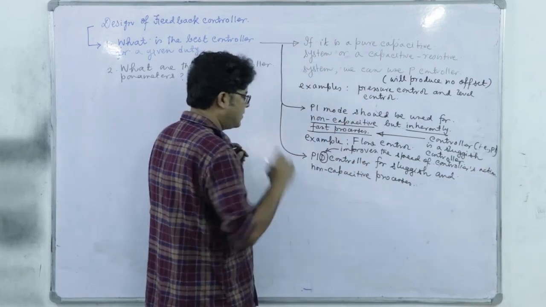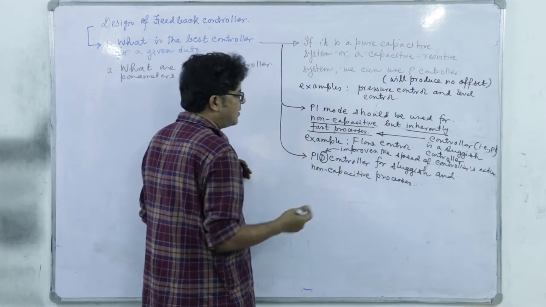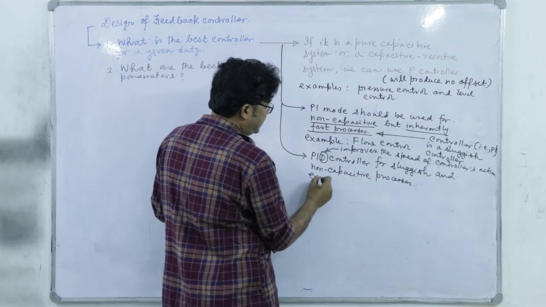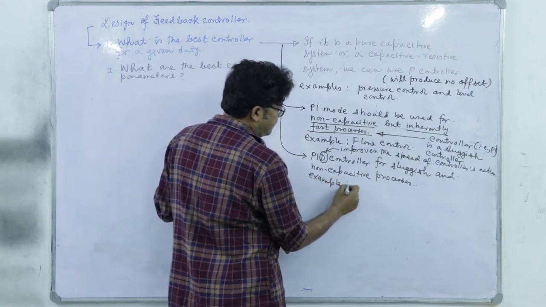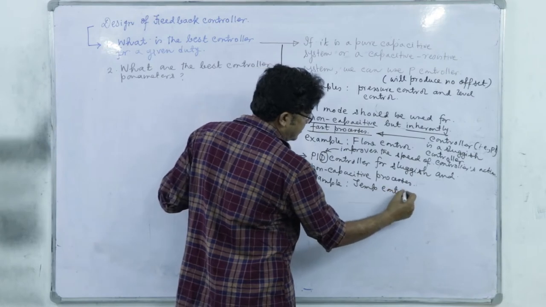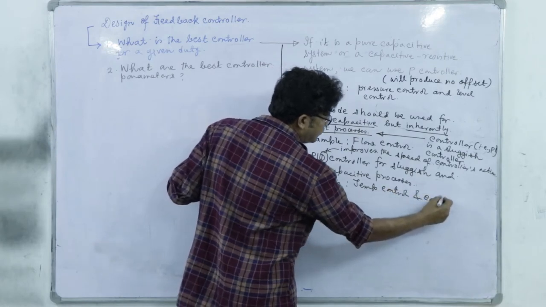So, it is a non-capacitive process and it must be sluggish, where we should use this PID controller. So, example is of course temperature control and composition control.